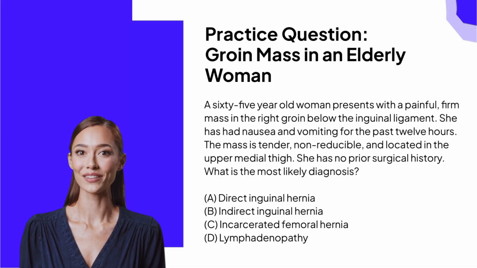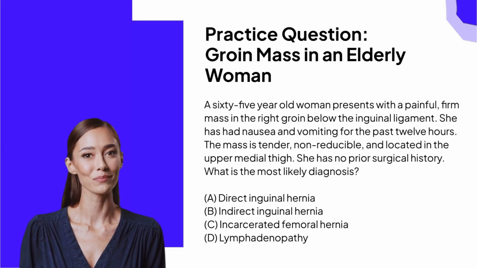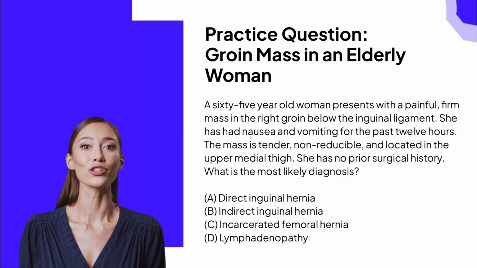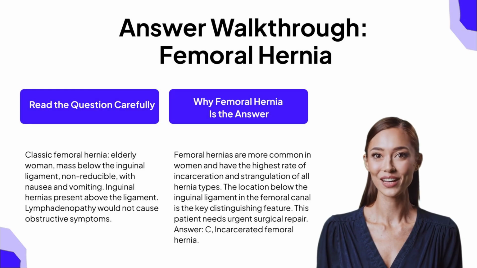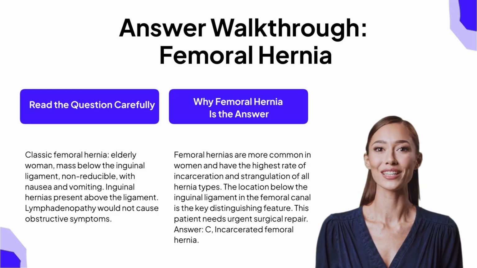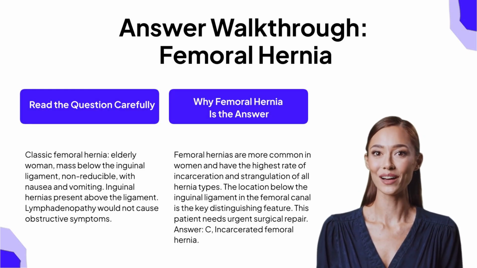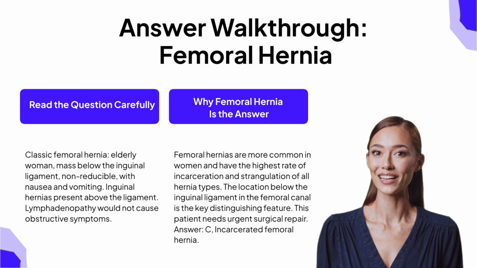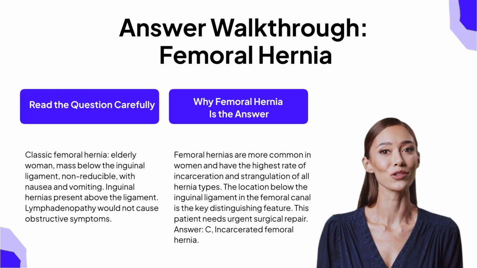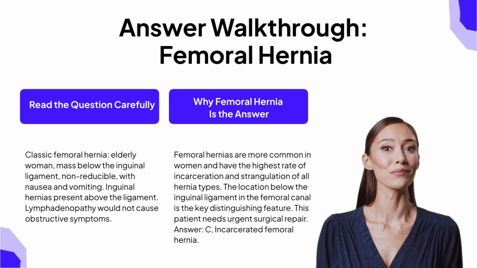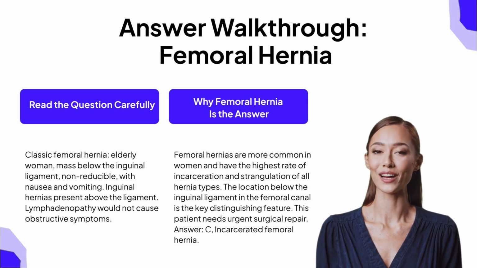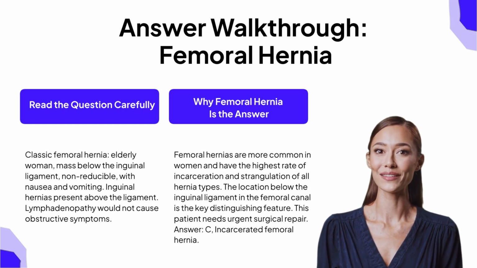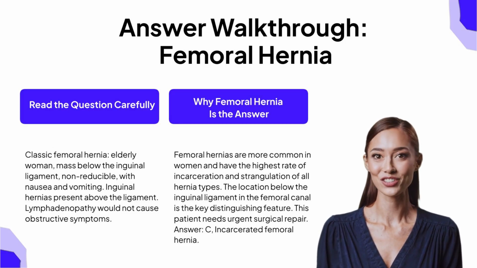Think about the demographics, the location of the mass, and the fact that it is not reducible. What does each of those clues point you toward? Let us walk through this answer. First, read the question carefully. The question describes an elderly woman with a mass below the inguinal ligament that is non-reducible, with nausea and vomiting. This is a classic femoral hernia presentation with incarceration. The key clues are the demographics, the location, and the irreducibility.